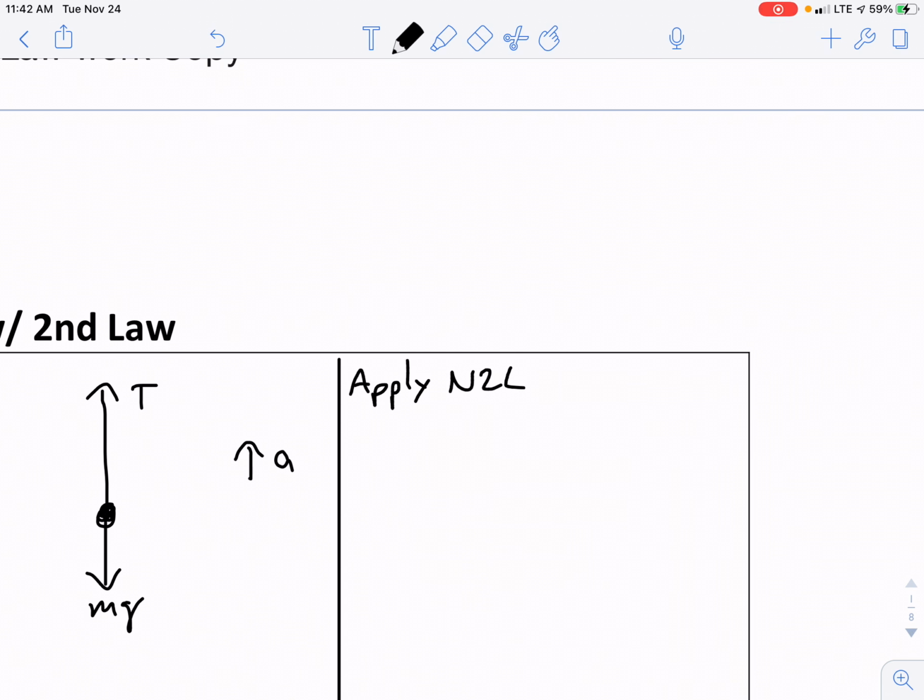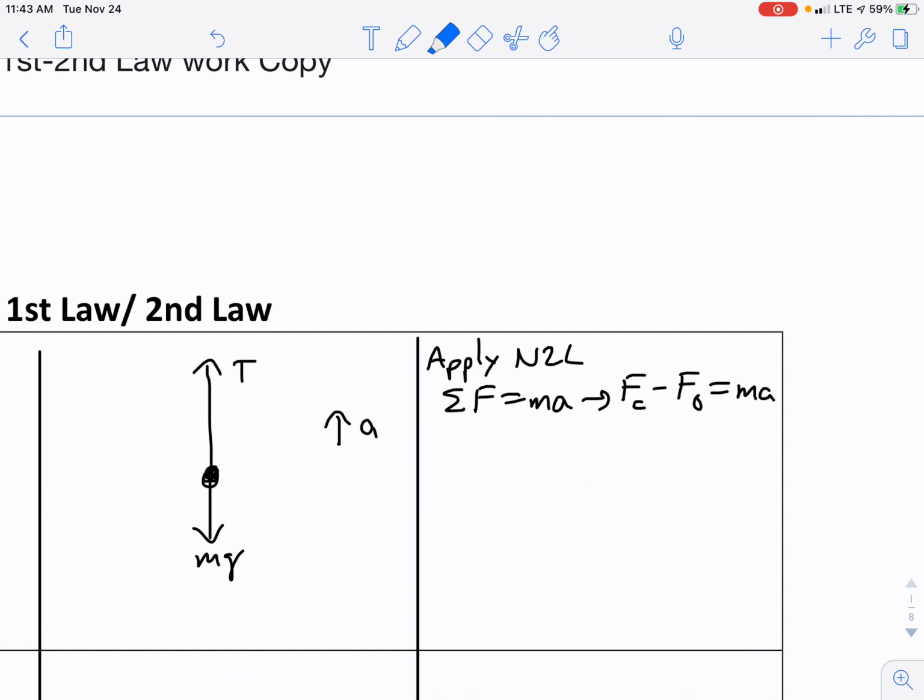We're going to apply Newton's second law. Okay, now Newton's second law is written as net force equals ma. However, we can simplify that to causing force minus opposing force equals ma. Now in this particular problem, the causing force would be your tension, because tension is pointing upwards, acceleration is upwards, therefore tension caused the acceleration. So we would replace causing force with tension.